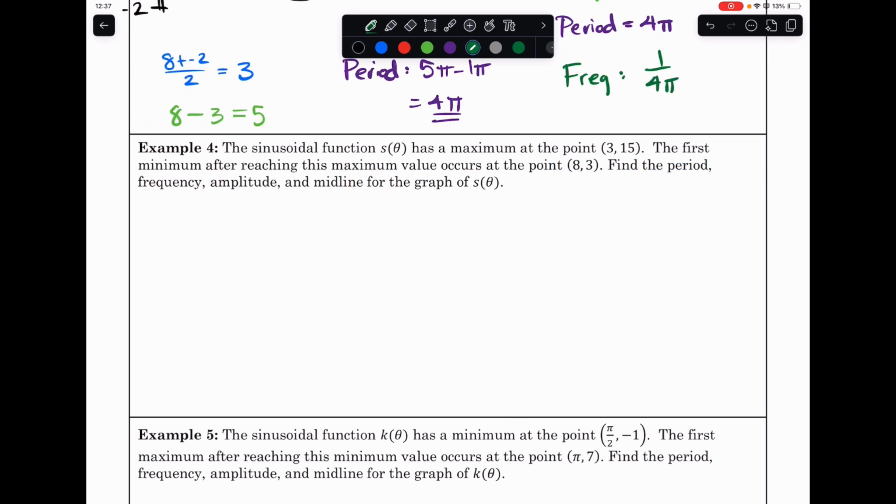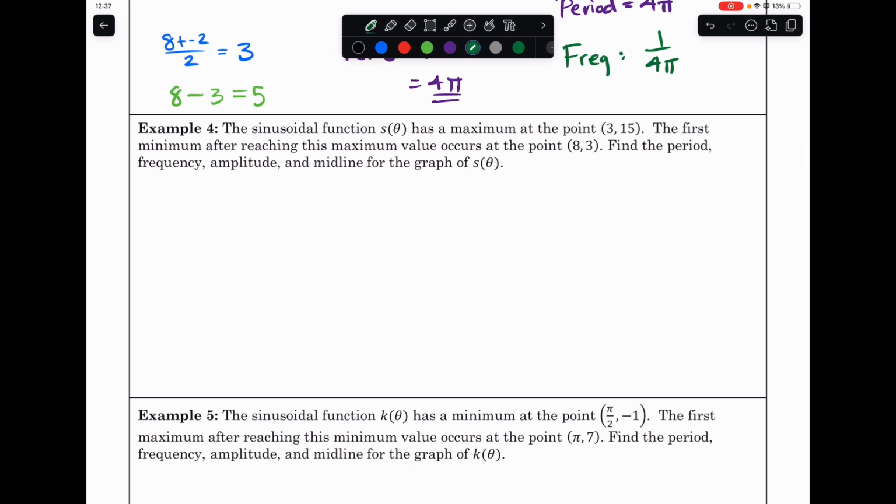Let's look at another example. In the next example, the sinusoidal function s has a maximum at the point (3, 15). The first minimum after reaching this maximum occurs at the point (8, 3). Let's find again the same characteristics of this sinusoidal function.